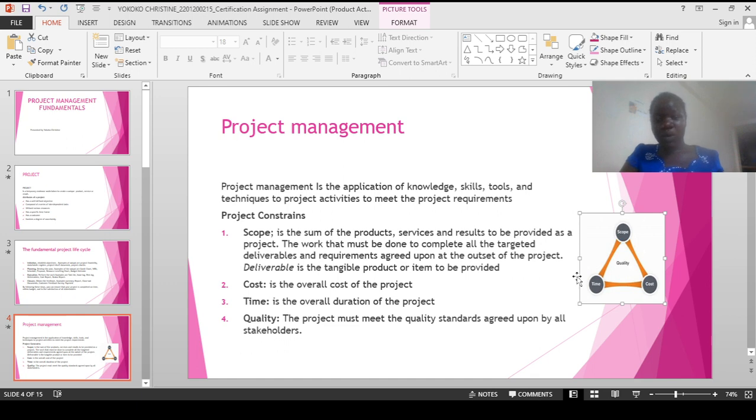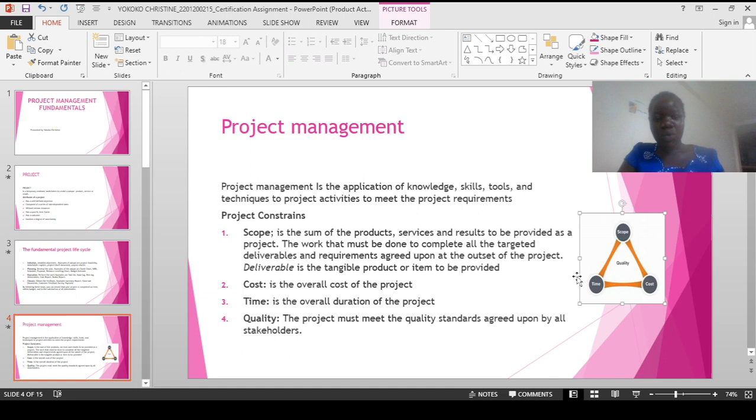Then we shall look at the cost. Cost is the overall cost of the project, not only including labor, but all the costs you incur in the process of coming up with this project; you will consider them. Then we have the time. Time is the overall duration of the project. How much time do you need? The reason we set the time is so that you can make sure that this project starting on this day needs to end on this day.